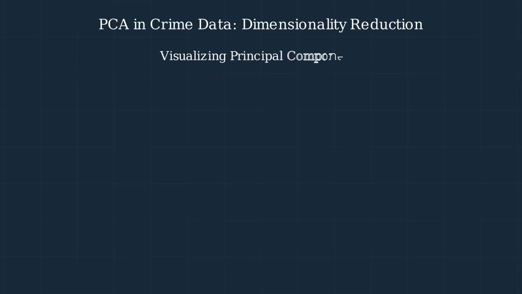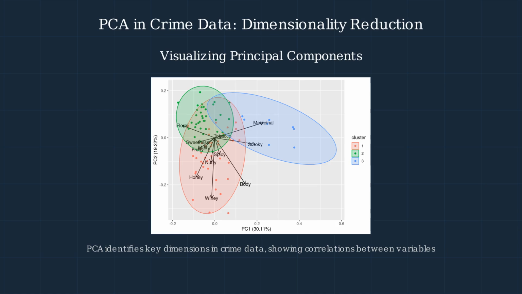PCA also allows us to visualize the relationships between different aspects of crime. While this example shows flavor profiles, the same approach applies to crime data, where the first two principal components might represent factors like property crime intensity and violent crime prevalence.